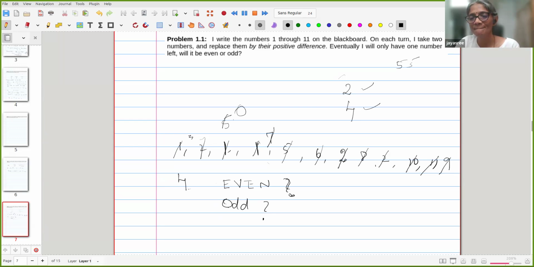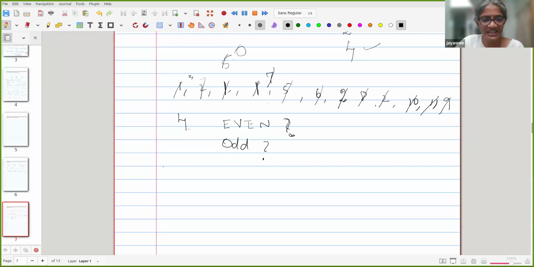Ma'am, if you see, there are 6 odd numbers now. 1, 3, 5, 7, 9 and 11, ma'am. Wait, let me write that down. 6 odd numbers. Yes, ma'am. Number of odd numbers is equal to 6, which is even, ma'am. It remains even till the end.